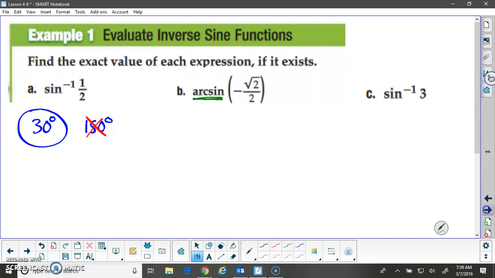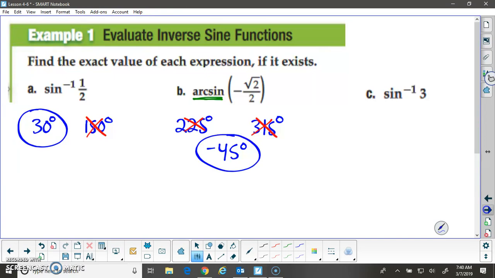So if we have arc sine of negative square root of 2 over 2, that would give us 225 degrees, or 315 degrees. Neither of these is the correct answer because neither of those is between negative 90 and positive 90. So instead, we come up with an angle that's coterminal with 315, which is negative 45.